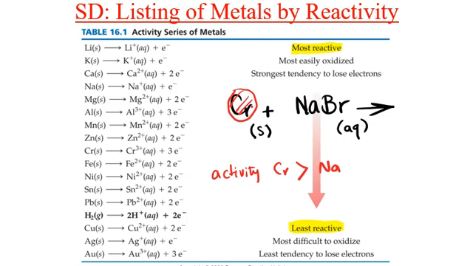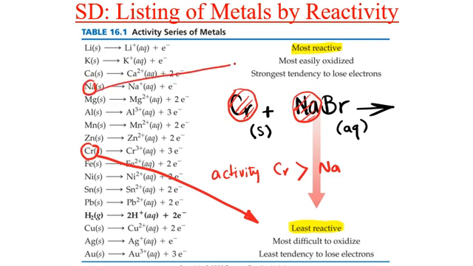Element must have higher activity than cation. So I'm going to find this. Chromium is here and sodium is here. Chromium has less activity than sodium. So we cannot have this displacement. We need to use energy. So we cannot do this experiment spontaneously. So we say no reaction.